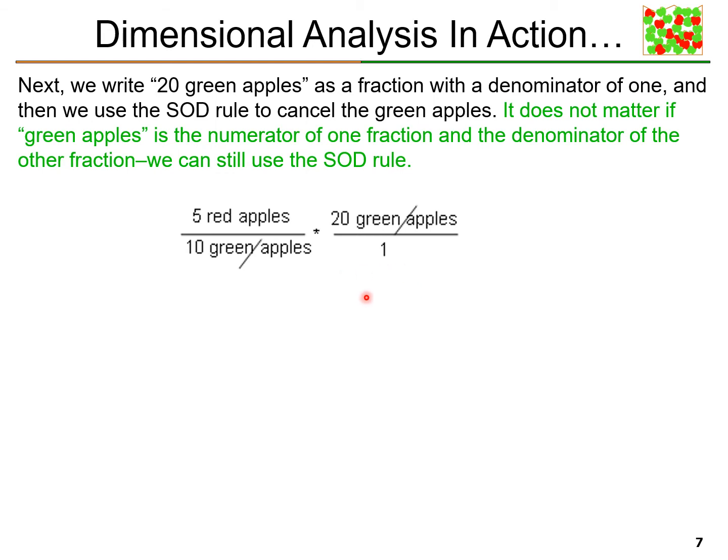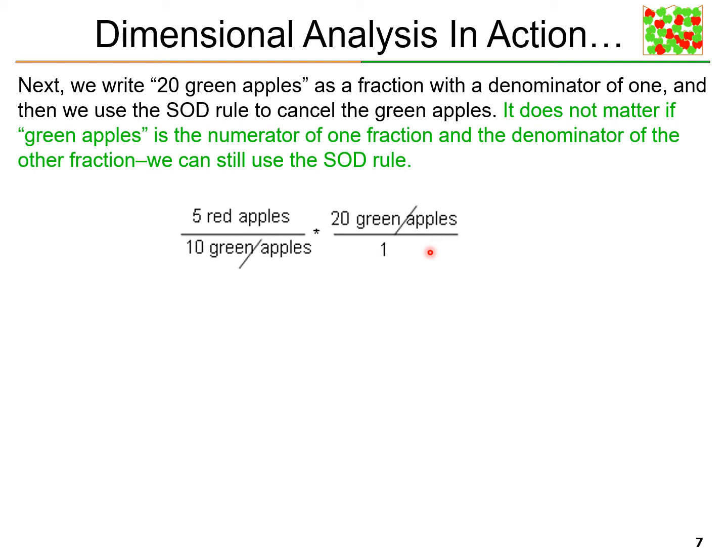Here, it will allow us to cancel green apples because notice we have green apples in the numerator and we have green apples in this denominator. It does not matter if green apples is in one numerator and then it's in the denominator of the other fraction, because we could rewrite these fractions. We could put the 1 over here and we could put the 10 green apples over here.